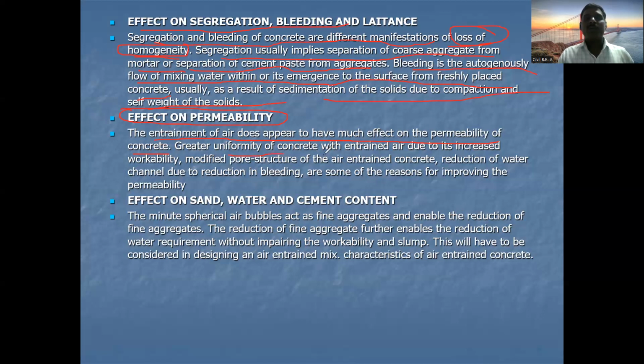Greater uniformity of concrete with entrained air due to its increased workability, modified pore structure of the air entrained concrete, and reduction of water channels due to reduction of bleeding are some of the reasons for improving the permeability. Generally the permeability is decreasing if we add this particular air entraining agent, but we can improve the permeability of concrete also for some specific results.